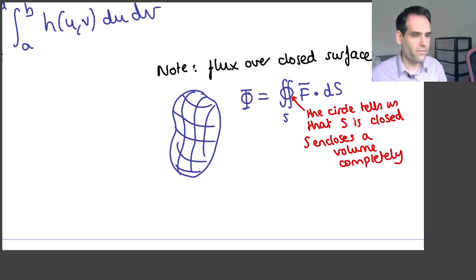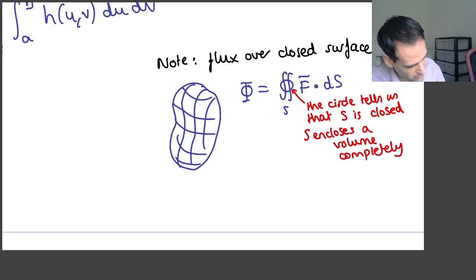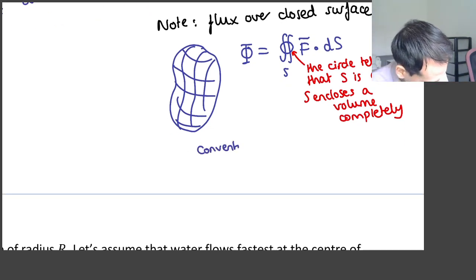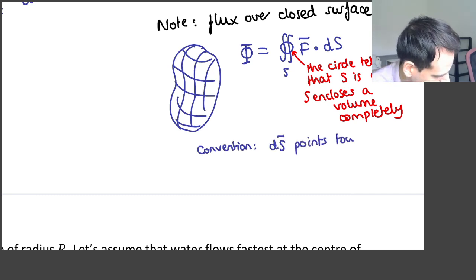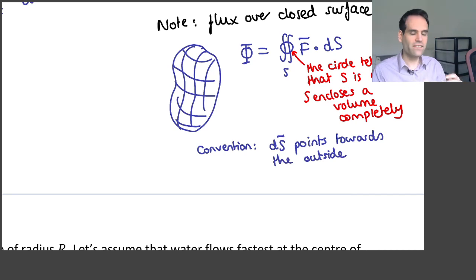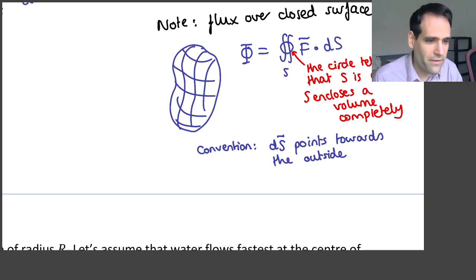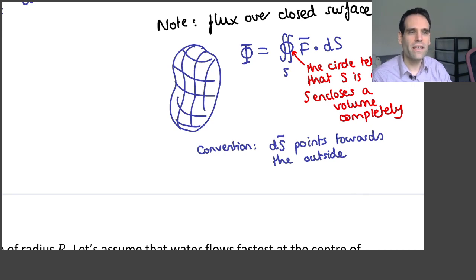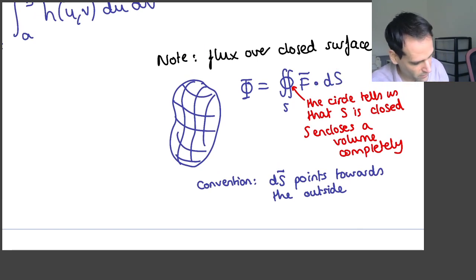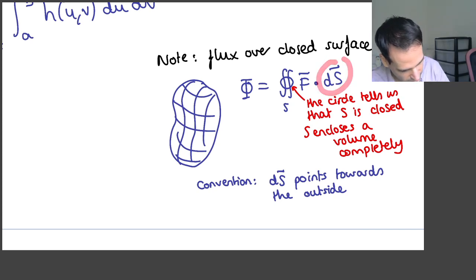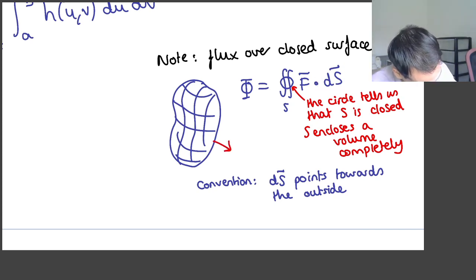And when we do such flux integrals, we usually take the convention that dS points towards the outside. So it's like, what is the flux flowing out of the volume? If I ask you to calculate the flux flowing into the volume, then you can calculate the flux assuming that dS is pointing outside, and then just take a negative sign. Because if you take dS always as pointing to the outside, so let me draw it, dS pointing to the outside at every point.